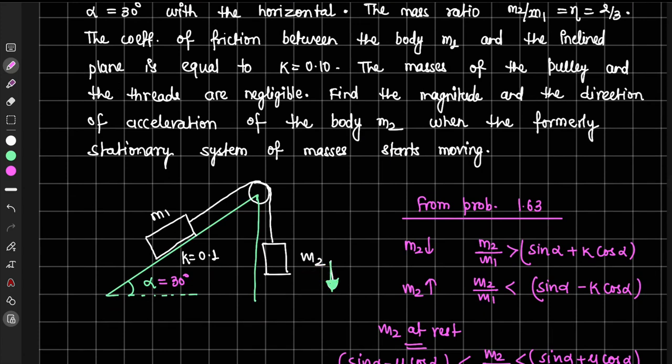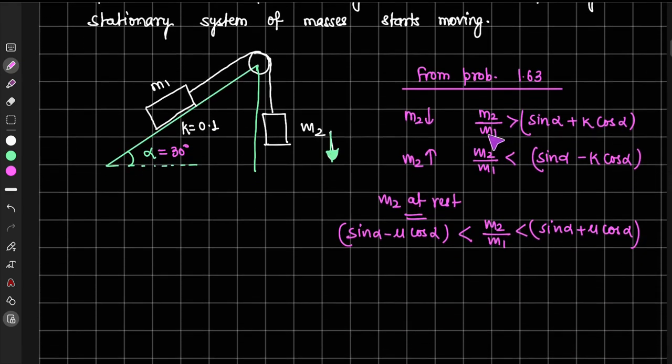Now let us first find out the direction of mass m2, then we will find out the magnitude. For that, let us go to problem number 1.63, in which we found the condition on m2 upon m1, so that m2 is going downward, upward, or is at rest. First, if m2 is going in the downward direction, then m2 by m1 should be greater than sin alpha plus k times cos alpha, where k is the coefficient of friction between mass m1 and this inclined plane.